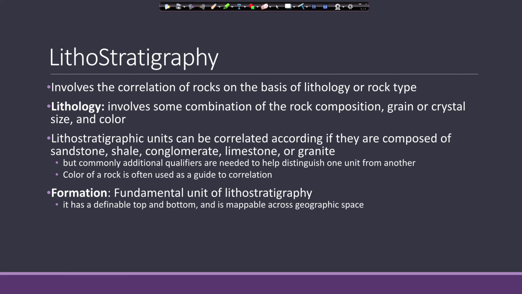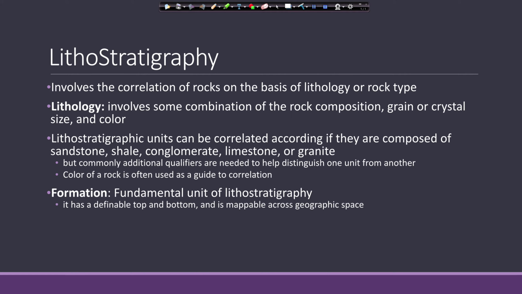Lithostratigraphy, as I said in the previous lecture, involves a correlation of rocks on the basis of lithology, or rock type. Lithology involves some combination of rock composition, grain or crystal size, and color. Color is actually a really good indication, and is used quite frequently in correlation of rock types, because if the color changed, that means something's different and the environment is different. So lithostratigraphic units can be correlated accordingly if they are composed of sandstone, shale, conglomerate, limestone, or granite. If it's composed of the same rock type, you're going to correlate it.